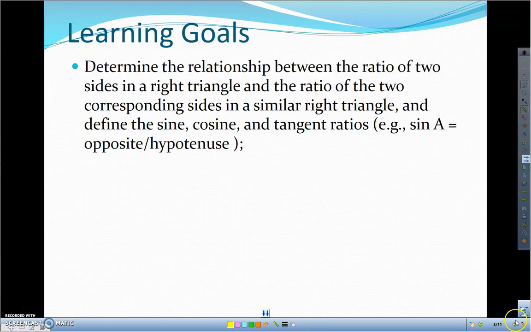Our learning goals for this lesson are to determine the relationships between the ratio of two sides of a triangle and the ratio of two corresponding sides in similar right triangles, and to find sine, cosine, and tangent ratios. And specifically in this lesson, we're looking at sine, cosine, and tangent ratios. For example, sine A is equal to the opposite over hypotenuse.